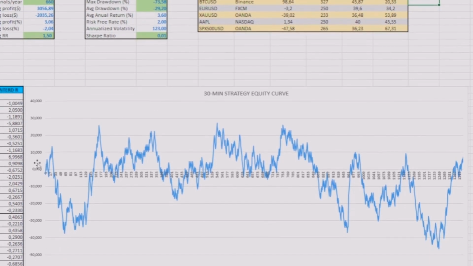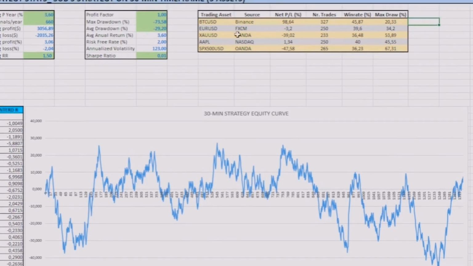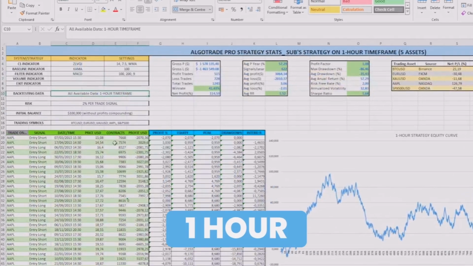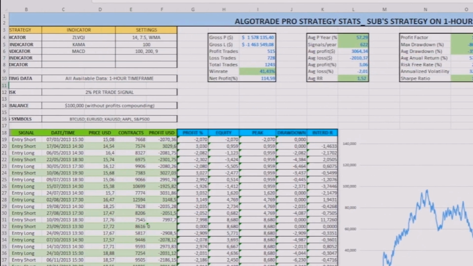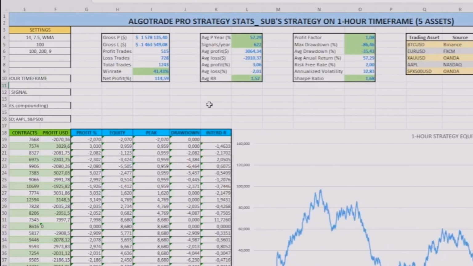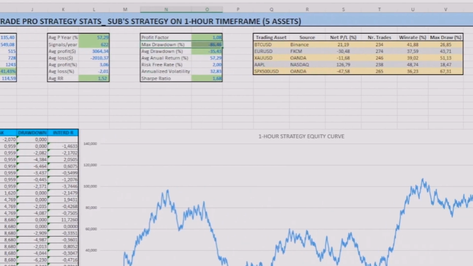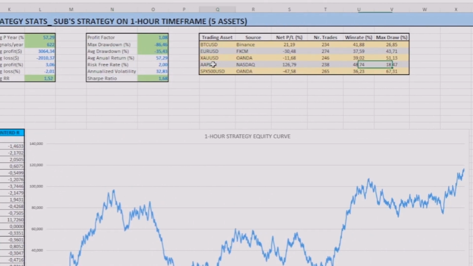This overall equity chart is a result of the other 4 assets, which achieved poor results. Then, on the 1 hour time frame, the results were profitable as well, with a net profit above 100%, but with a big drawdown period. In this time frame, the Apple stock was the best performing asset, as you can see.